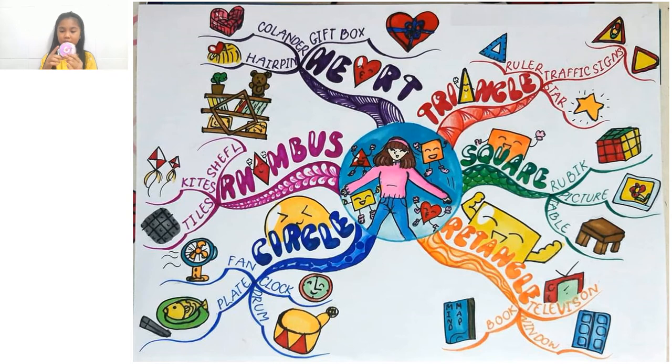It can also be a mirror. This is a mirror, right? See me? Okay, this is a mirror. A mirror also has the shape of a circle.